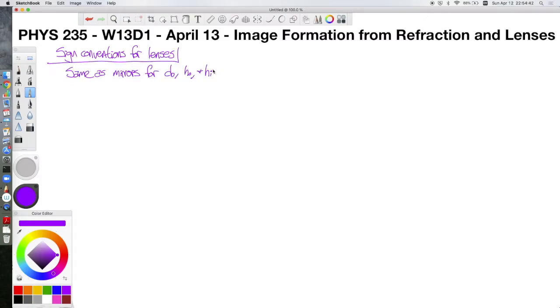And our sign conventions are going to be the same as they were for mirrors for our object distance, our object height, and our image height. And indeed, for the focal length, we'll have a similar sign convention. The focal length is going to be positive when we have a converging lens, just like the focal length was positive when we had a converging mirror. And the focal length is going to be negative when we have a diverging lens, just like the focal length was negative when we had a diverging mirror.